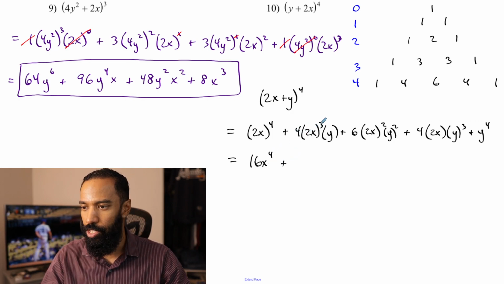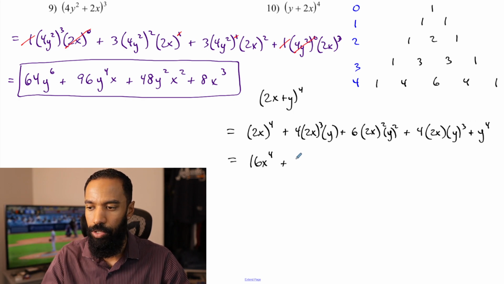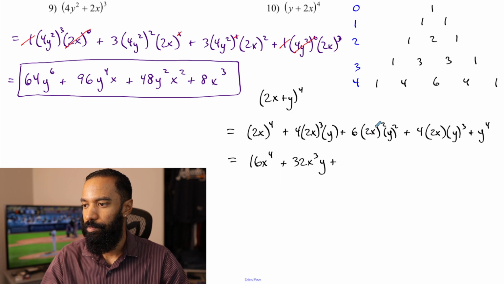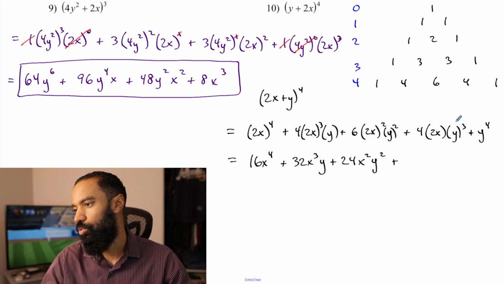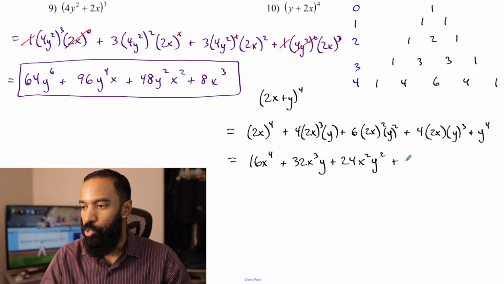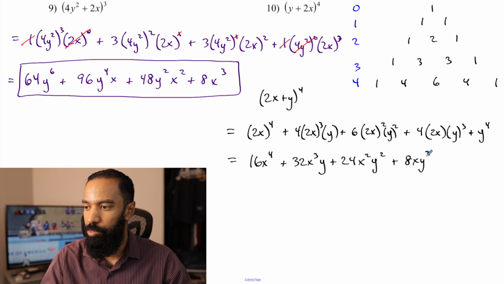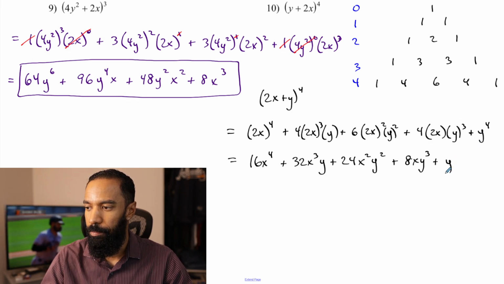Plus, 2 gets cubed, that's 8, times 4 is 32. 32x cubed y. Plus, 2 squared is 4, times 6 is 24. It's 24x squared y squared. Plus, 4 times 2 is 8, so 8xy cubed plus y to the 4th.